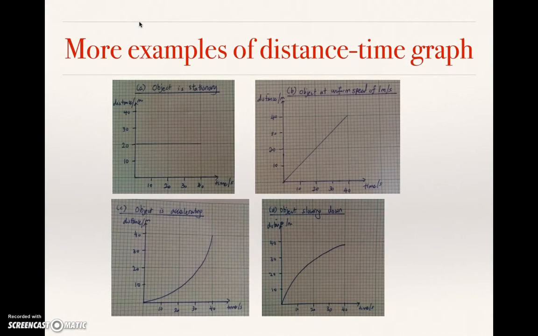Let's look at more examples of distance time graphs. For A, you will see that the distance is unchanged at 20 meters across time. The object is hence stationary. For B, the distance increases uniformly by 1 meter every second. Speed is hence uniform at 1 meter per second. For C, the object is covering a larger distance per second. The speed is hence increasing and the object is accelerating with time. For D, the object is covering a smaller distance per second. The speed is hence decreasing and the object is decelerating.